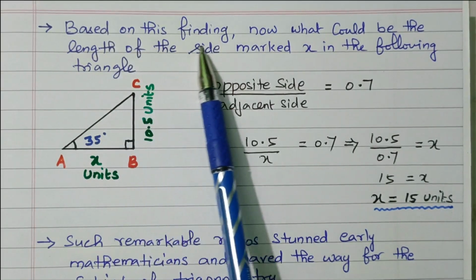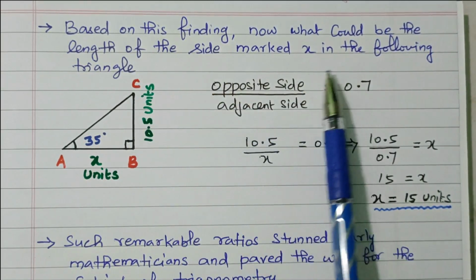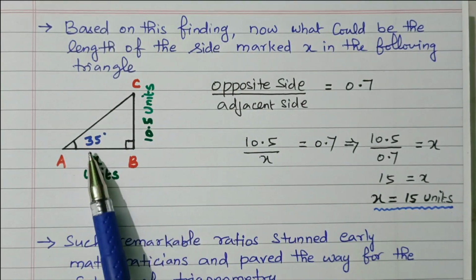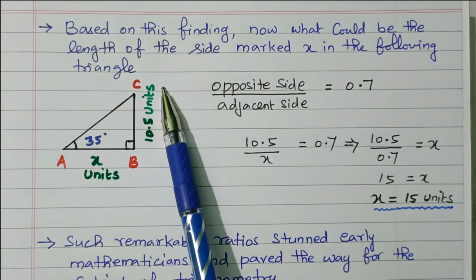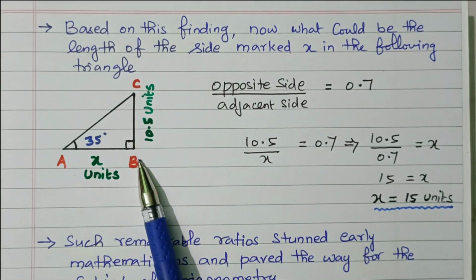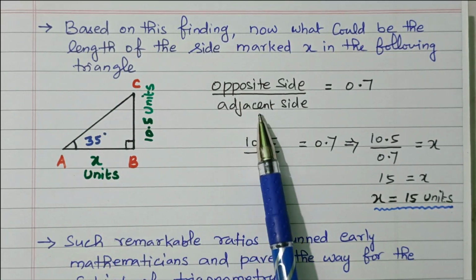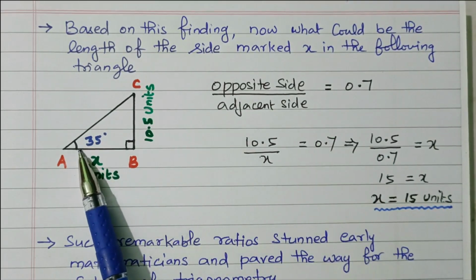So based on this finding, what could be the length of the side marked x in the following triangle? We have a similar triangle here. The angle is 35 degrees. This length is given as 10.5 units, that is the opposite side, BC. The AB value is not given, it is taken as x units. We already got the value: opposite side by adjacent side is 0.7 for the triangle with 35 degrees.